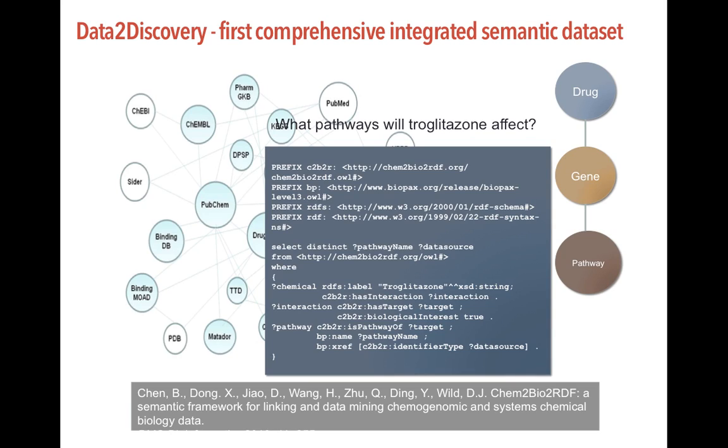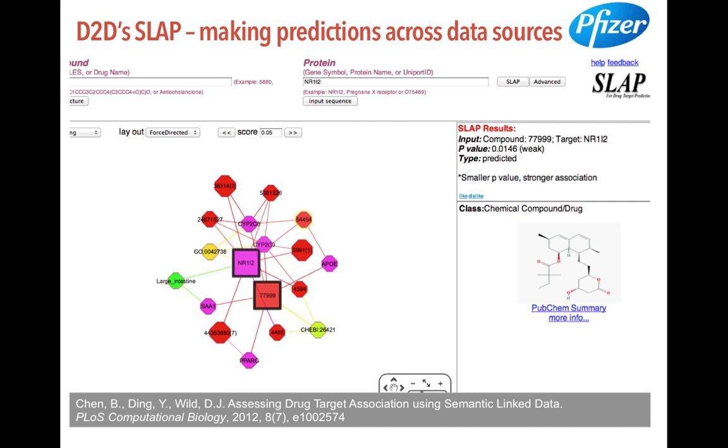Data discovery made the first comprehensive integrated semantic data set for drug discovery. It's called Chem2Bio2RDF. Our scientists made this, and the publication now has 87 citations, I think. And we showed the utility of what you could do even just with searching. For instance, we can answer questions like what pathways will troglitazone affect, and do searches that go across many silos of data. But even more importantly, we're able to develop technologies that enable you to make predictions across data sources.